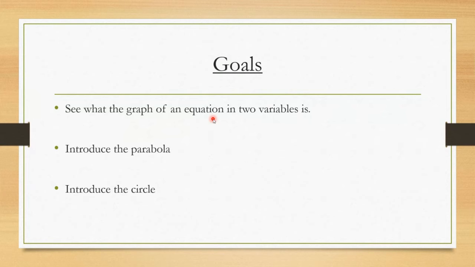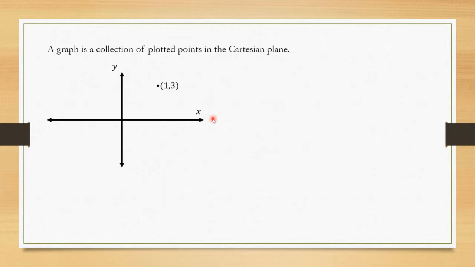Not only that, okay, what we're also going to see is certain specific graphs. Like, for instance, we'll see the parabola. You might have seen that before. And we're also going to see the circle. Yeah? Good. All right. Anyway, what is a graph exactly?